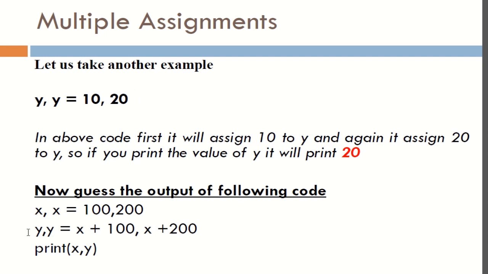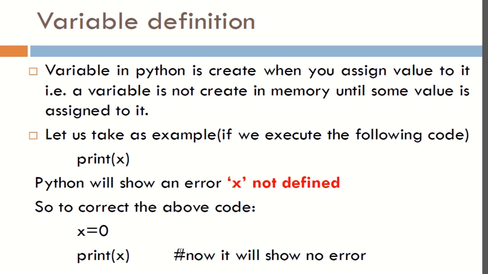Now guess the output of the following, like x comma x. First it has been assigned 100 and then it has been assigned 200. So what is the value of x? 200 is the value of x. Now in the first y, what happens? 200 plus 100, so 300. But in the second y, what happens? x plus 200, so 200 plus 200, that is 400. So when you print, first x is 200, and next y is 400. So 200 comma 400 will be the output.